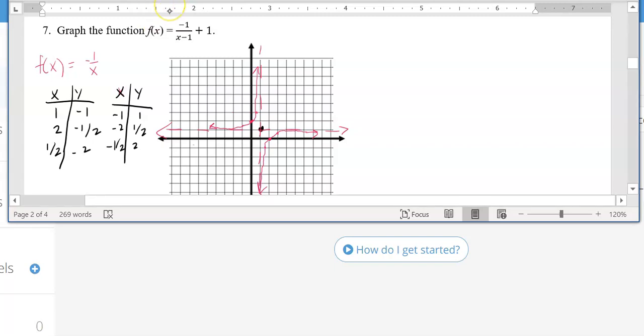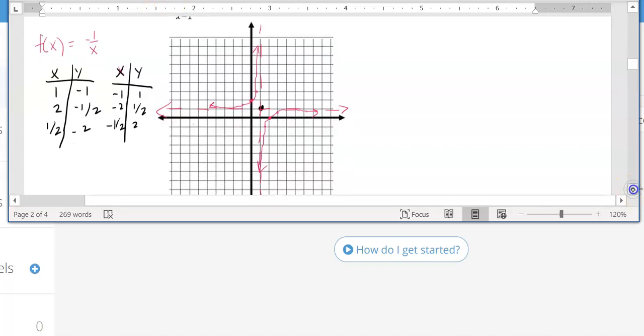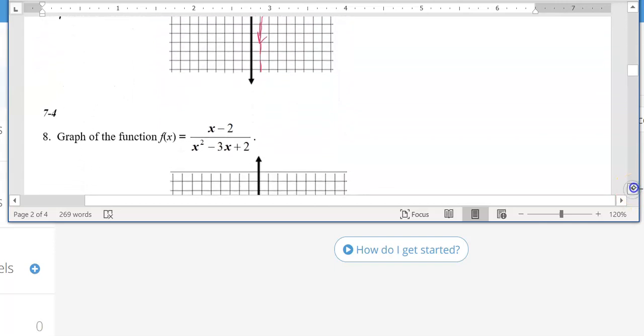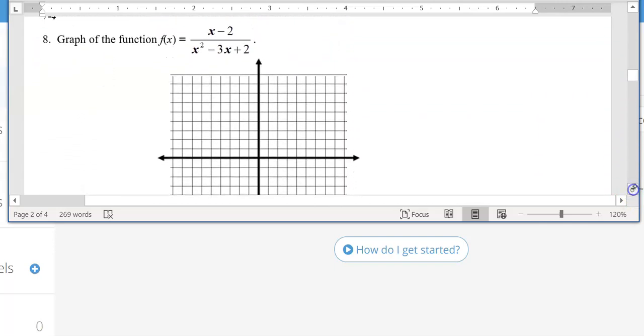All right, and so that's it. That's all we had to do for number 7. Let's go to number 8. Number 8 is an example of a rational function. And so for these, we have a process. It's really like a 3-step process.